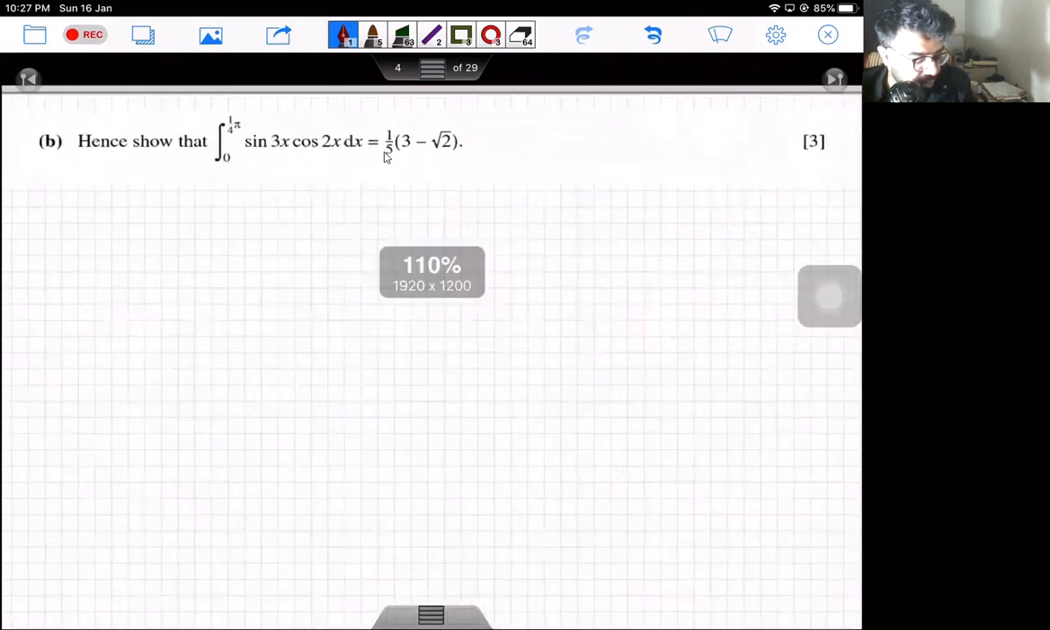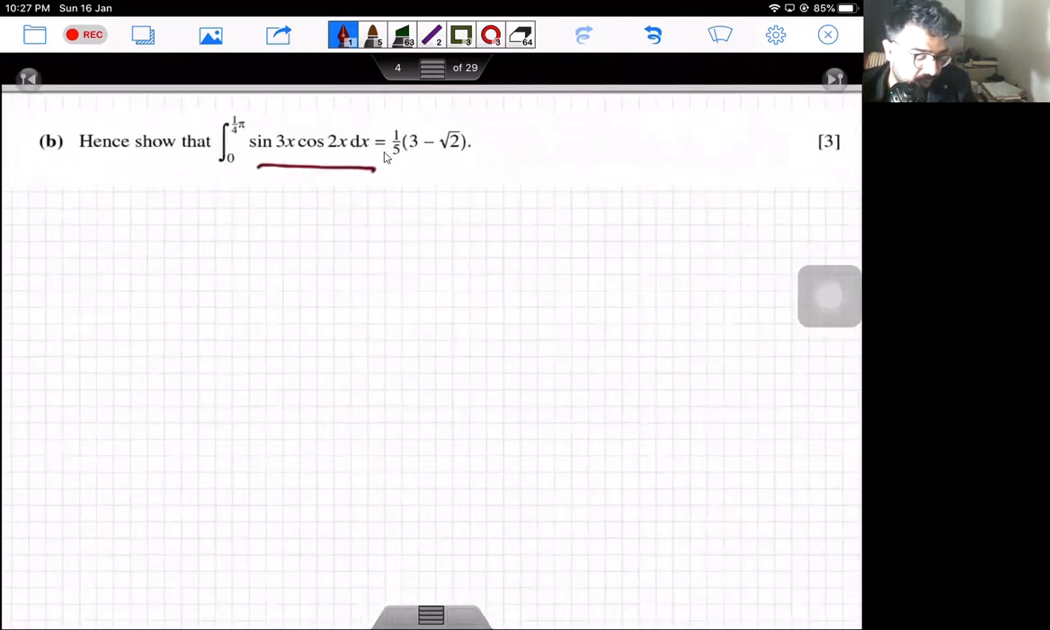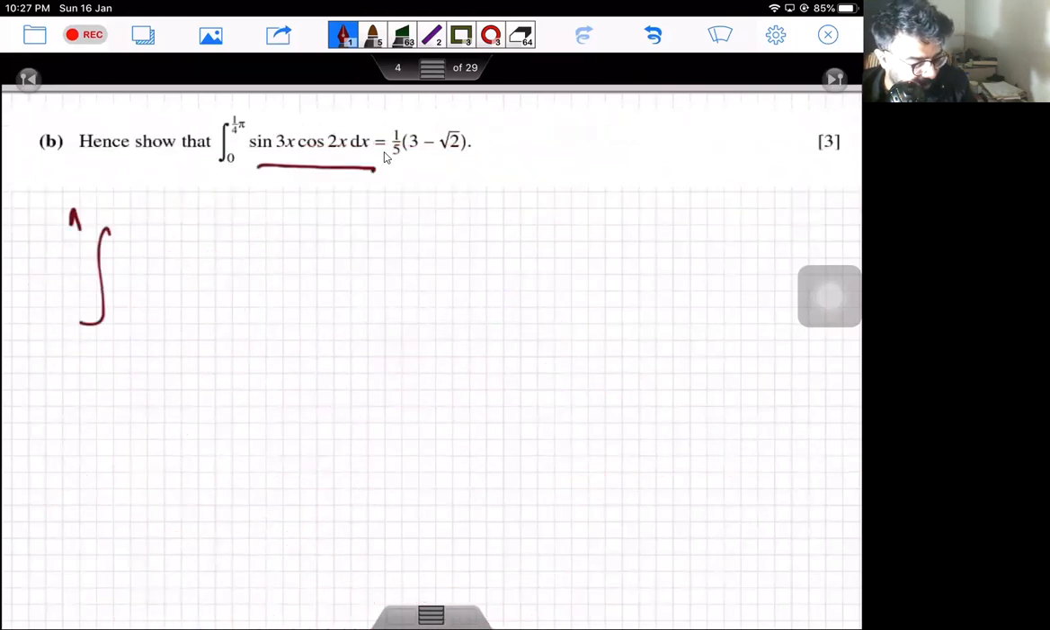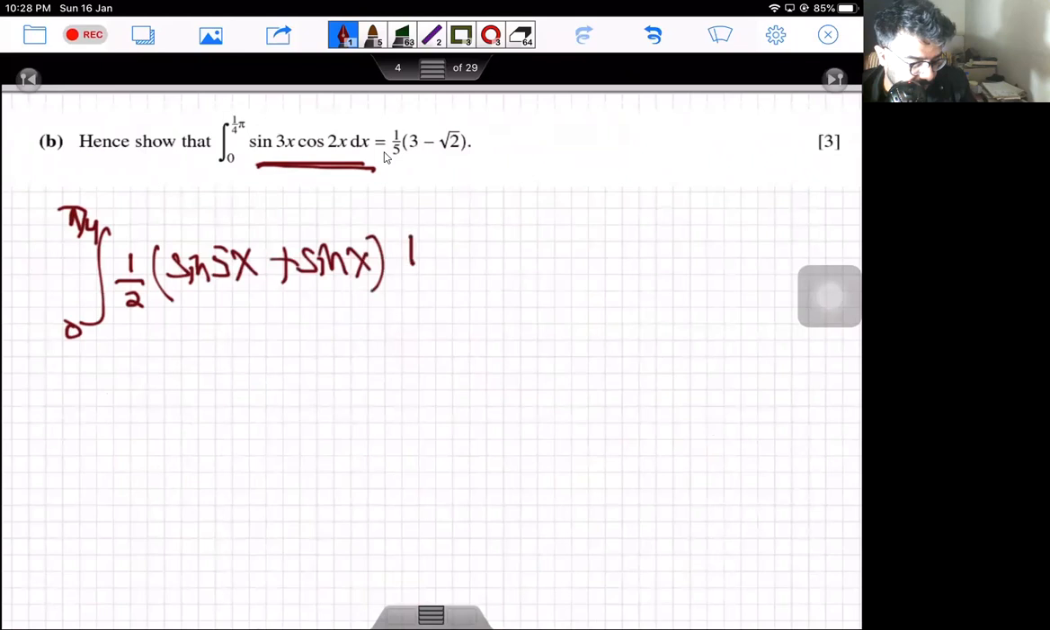As we have seen in part A, in place of sine 3x multiplied by cos 2x, we can exactly write 1 over 2 multiplied by sine 5x plus sine x. So this means upper limit pi over 4, lower limit 0, and in place of sine 3x multiplied by cos 2x, we can write 1 over 2 multiplied by sine 5x plus sine x, and we are going to integrate this with respect to x.